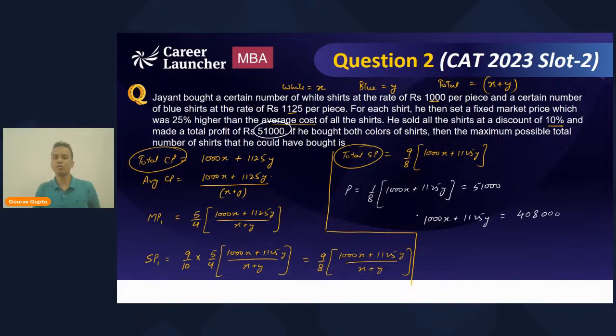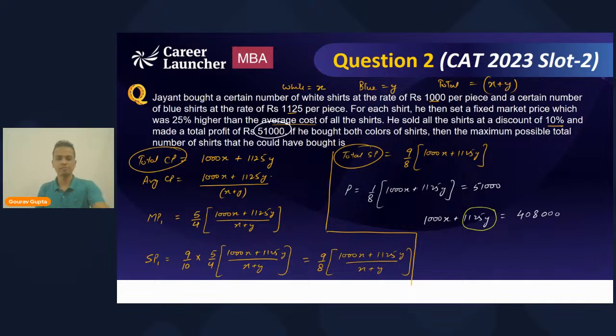Now we'll have to find out the maximum number of shirts that he has bought. So I have to find the maximum number of shirts. Now to maximize the total number of shirts, what should I be doing? I have to maximize the total number of shirts. Now the shirt which is bought at a higher price, I will buy a lesser number of those shirts, and I will buy more shirts which come at a cheaper price. Then only I'll be able to maximize the number of shirts.